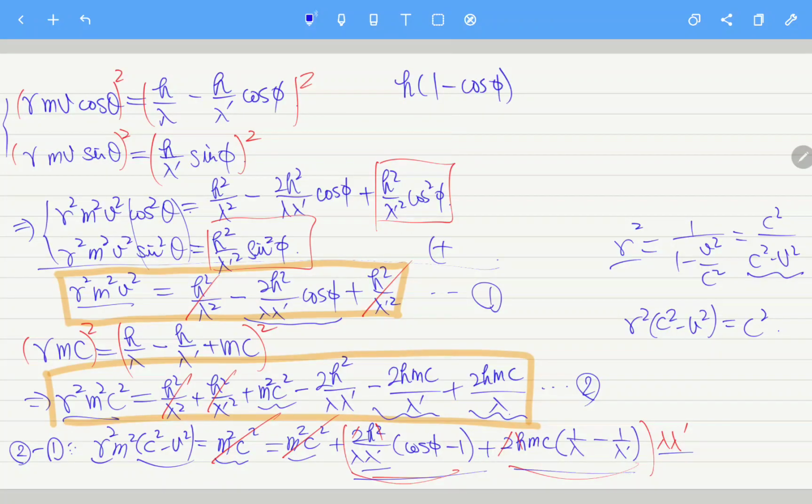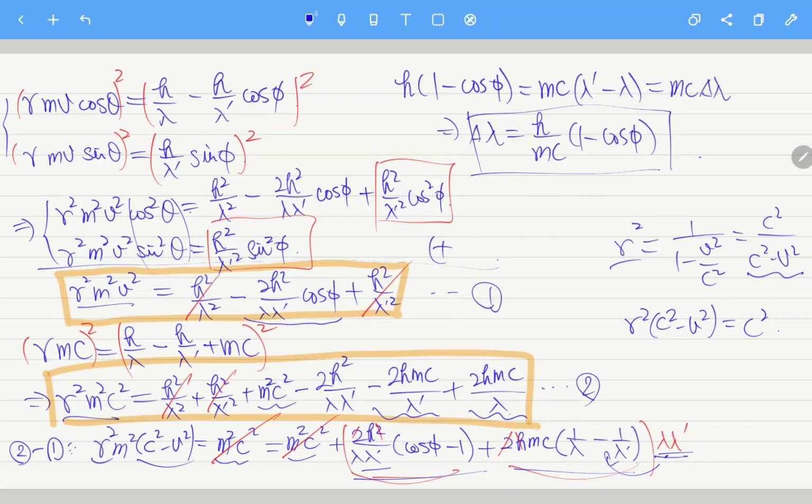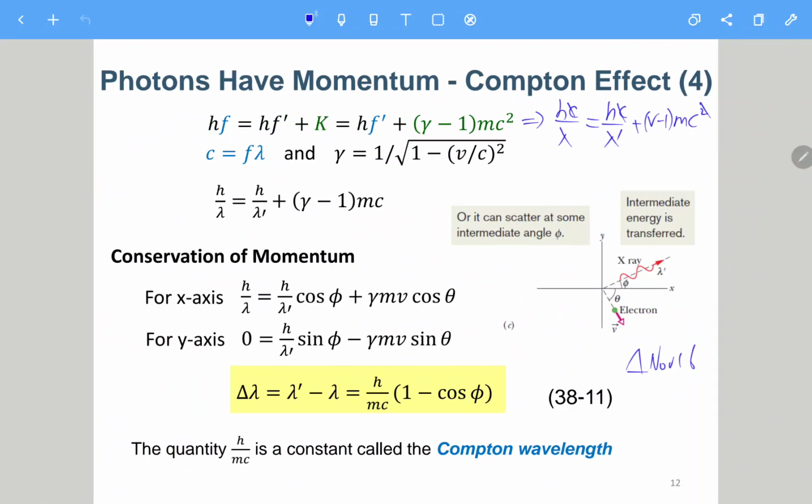And then this term distribute inside, so it becomes mc and then times lambda prime minus lambda. And lambda prime minus lambda is the delta lambda. So this is nothing but mc times delta lambda. So finally we have delta lambda equals h over mc times 1 minus cosine of phi. Okay, so we get this, which is actually the same as this one, of course.